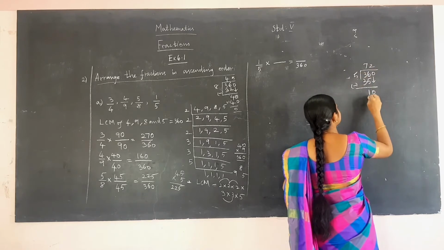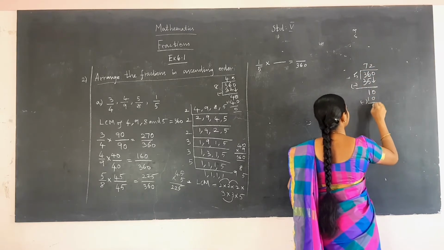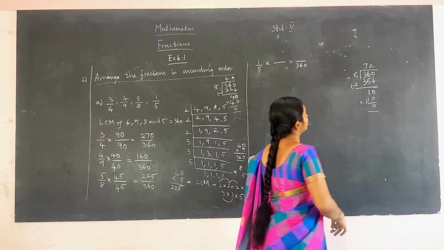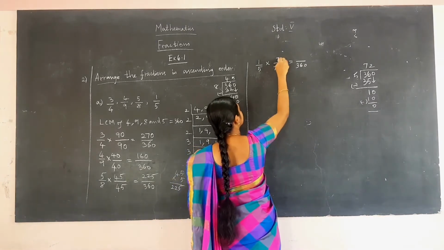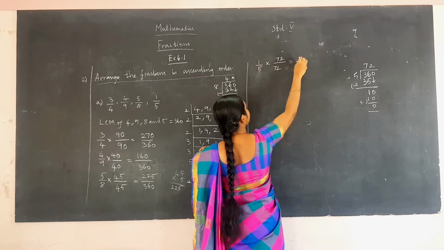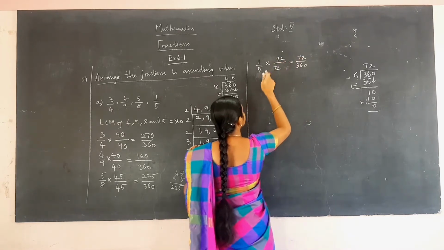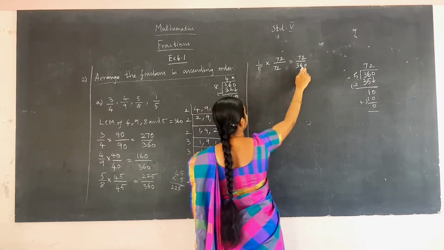2 into 5 is 10. 10 minus 10 is 0. So the number is 72. 1 into 72 is 72. 72 into 5 is 360.